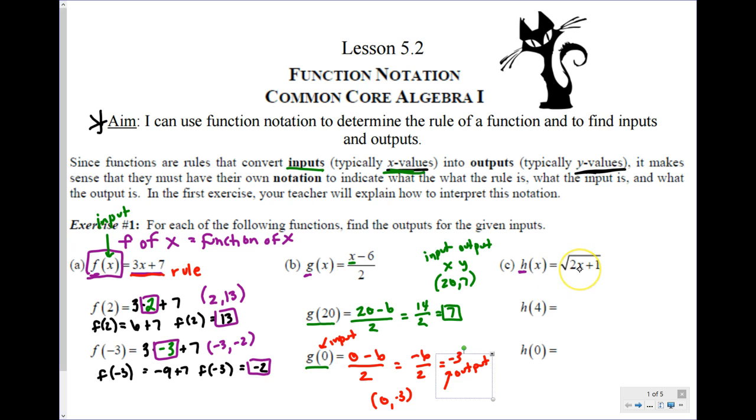So h of x equals the square root of 2x plus 1. So I now have h of 4. I'm going to say 2 times 4 plus 1. 2 times 4 is 8.